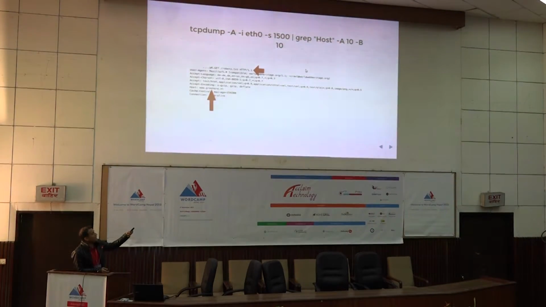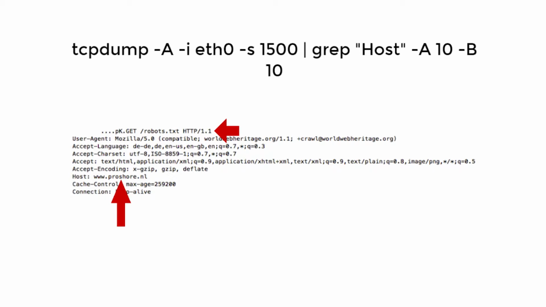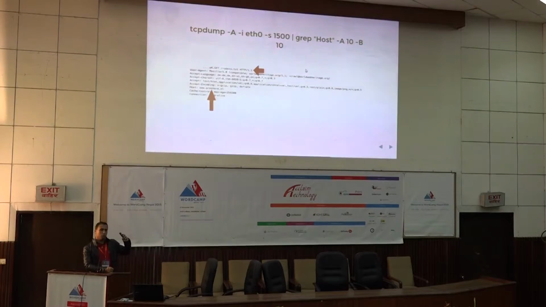And then I can show you grep host. Why did I do this grep host? Because in every HTTP request there is a host field, right? In the host field, you know to which host this HTTP request is directed. So this is the tcpdump command, and from the packet I am getting the details about the host, and I am getting the first 10 lines and another 10 lines from that request.